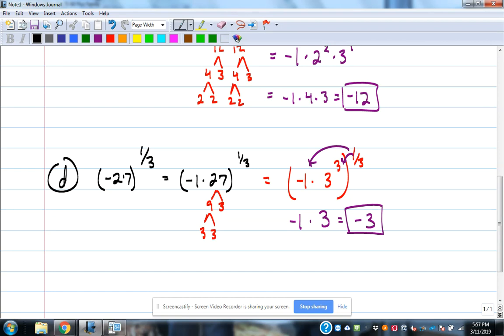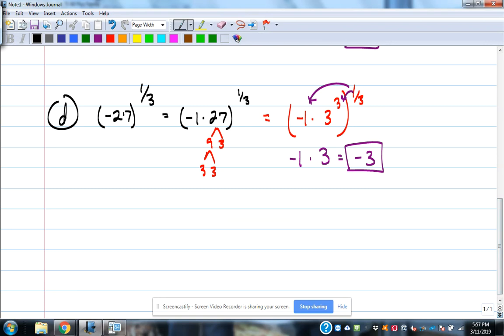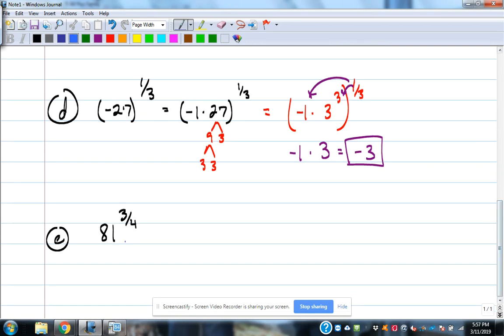Let's look at some that have a different numerator than 1. Something that changes it just a tad, just changes the multiplication a little bit. So let's look at one like this: 81 to the 3/4 power. Okay. So the base is 81, the exponent is 3/4. But as far as how you do that, it's exactly the same.